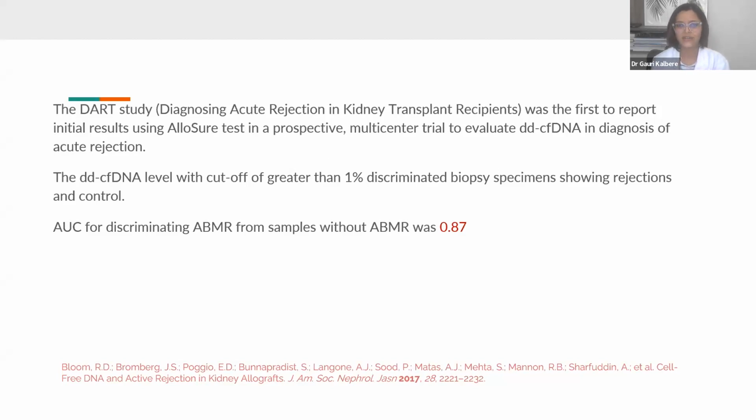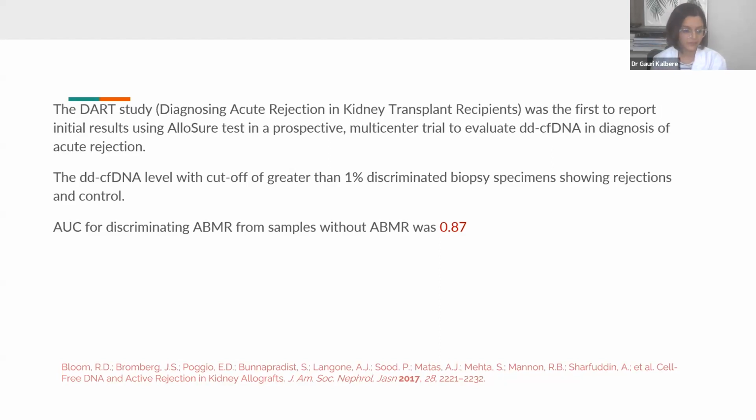This uses next generation sequencing. An important point is it does not require the donor blood. It is just based on the recipient's blood. So we just have to take one sample, that is the recipient sample. So this was a prospective multi-centered trial which involved almost 384 patients, out of which, after ruling out, 102 patients underwent 107 biopsies, which were analyzed in the data.